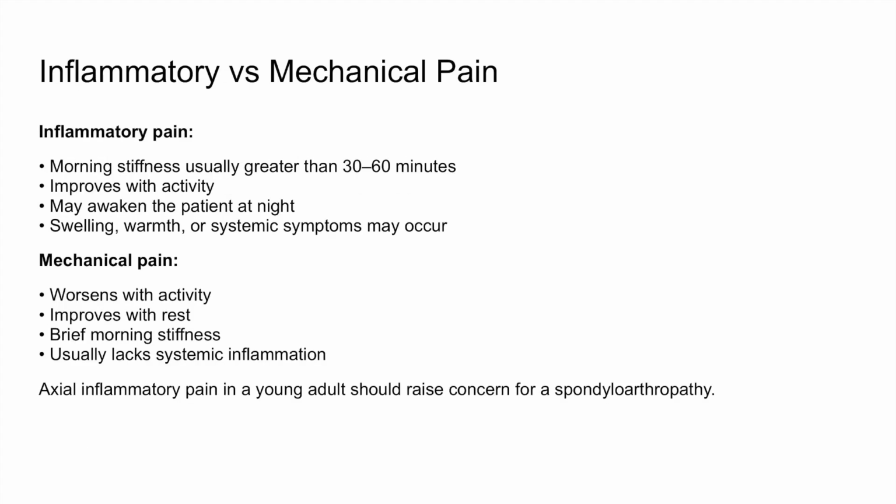All right, so inflammatory pain is typically worst after inactivity. Patients may report morning stiffness lasting longer than 30 to 60 minutes, improvement with movement, nighttime awakening, and associated swelling, warmth, or systemic symptoms. Mechanical pain behaves in the opposite way, so activity and repetitive loading make it worse. Rest provides relief, and morning stiffness is usually brief. Mechanical disease also generally lacks systemic inflammation, and this distinction is especially important when evaluating back pain.